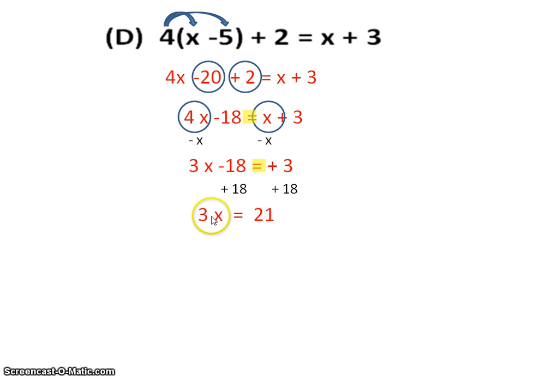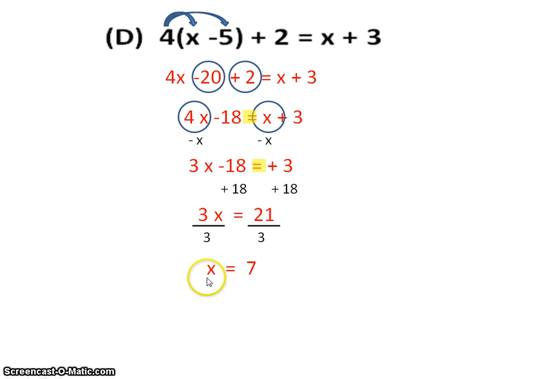x is still being multiplied by 3. We can undo that by dividing by 3, as long as we divide the right-hand side by 3. 3x divided by 3 will equal x. 21 divided by 3 will equal 7.